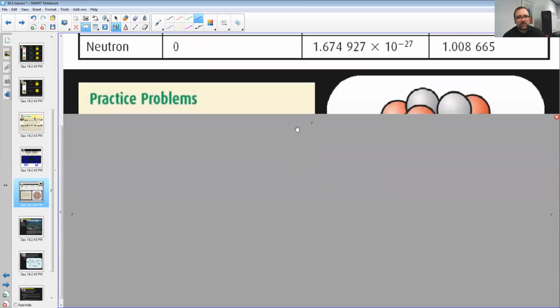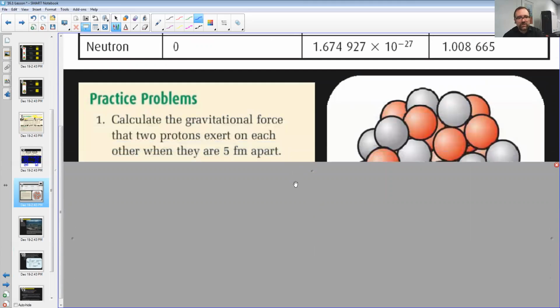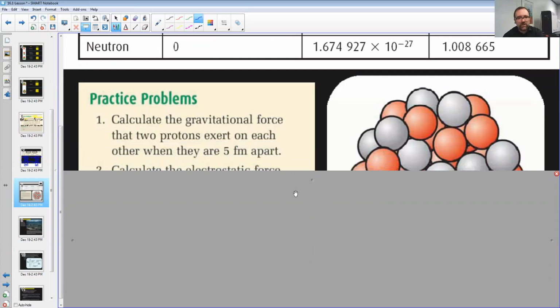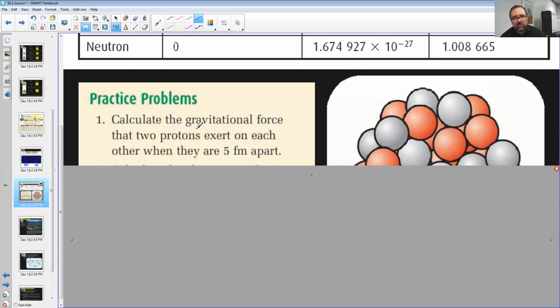So with that, let's look at the next practice problem and see if we can tackle it. Calculate the gravitational force that 2 protons exert on each other when they are 5 meters apart. So, gravitational force, we've learned back in physics 20, is dealing with Fg equals mg. We know this little f, as we've learned earlier, is a femto, so it's a very small unit. And we also know that gravity always takes a part from this.